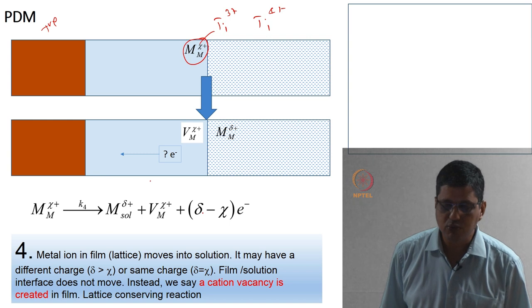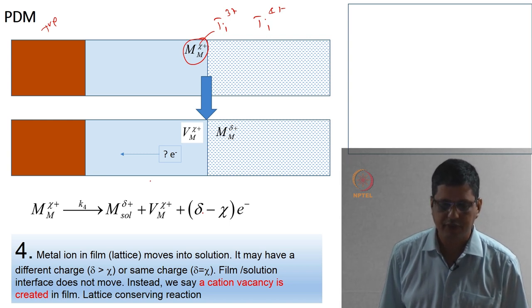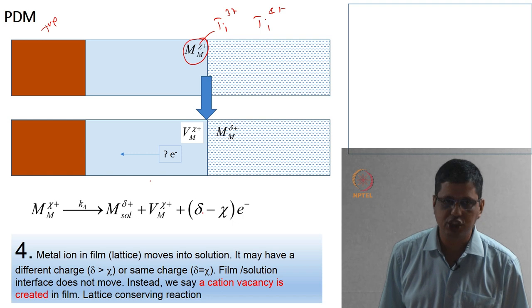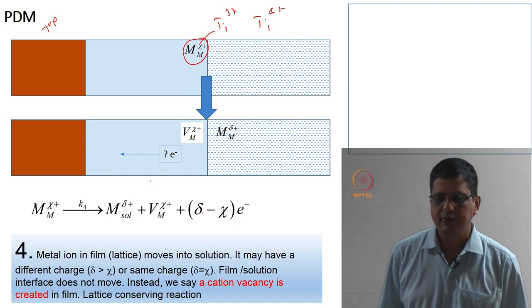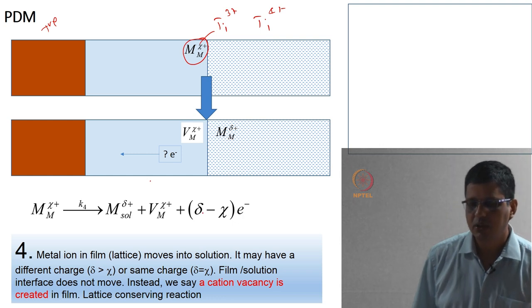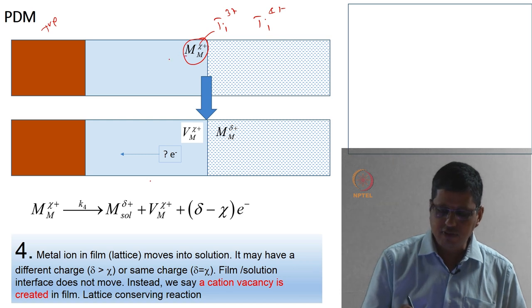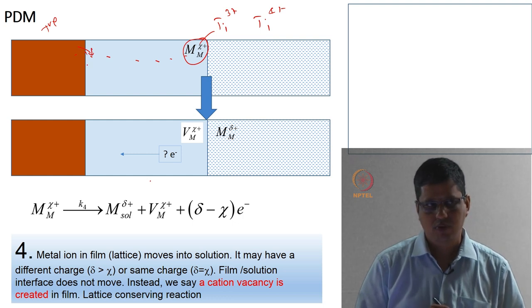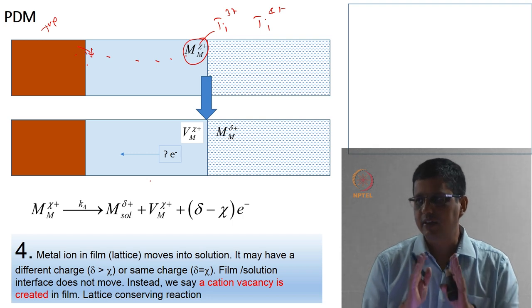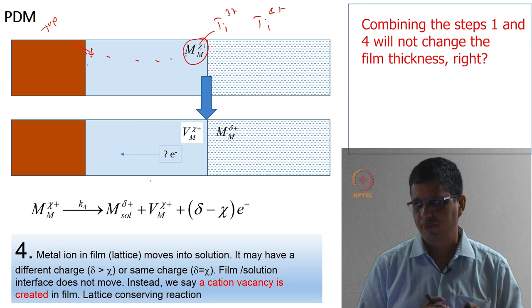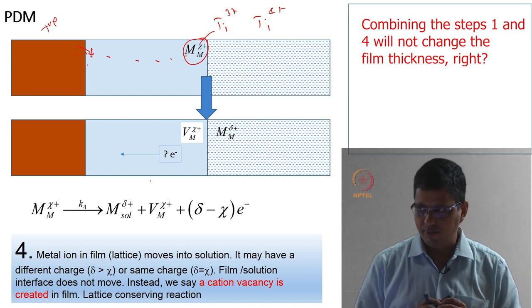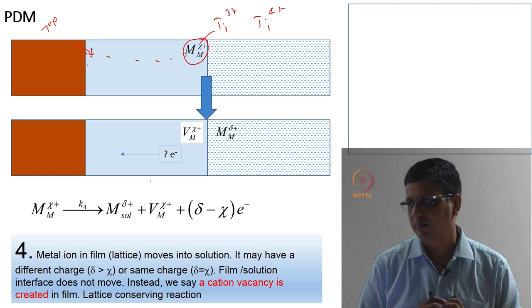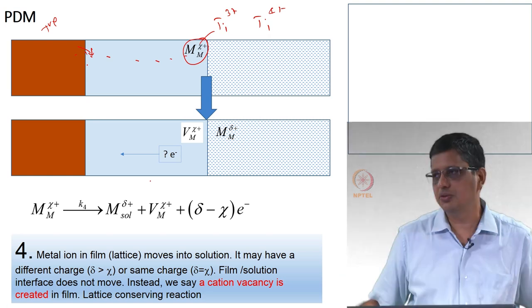So, metal ion in the lattice moves into the solution. It may or may not have the same charge. When it moves, we still say the anion associated with this is present. The film does not change in length or size. We just say cation vacancy is created in the film. It will diffuse through the film, come here, and the first step will fill that vacancy. So, this step and the first step do not change the thickness of the film. Combining step 1 and 4 will not change the thickness of the film. Combining them, you will have a mass balance for cation vacancies. One generates cation vacancy, another consumes cation vacancy.